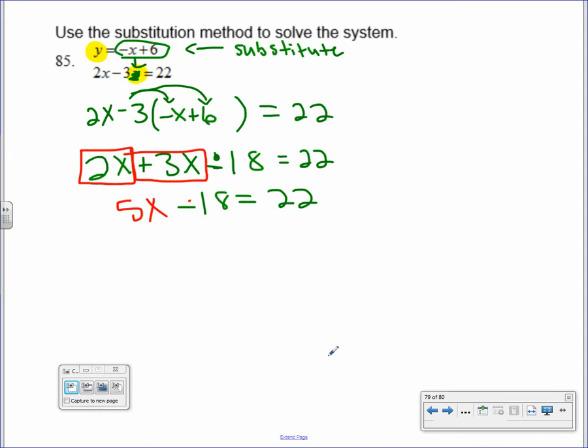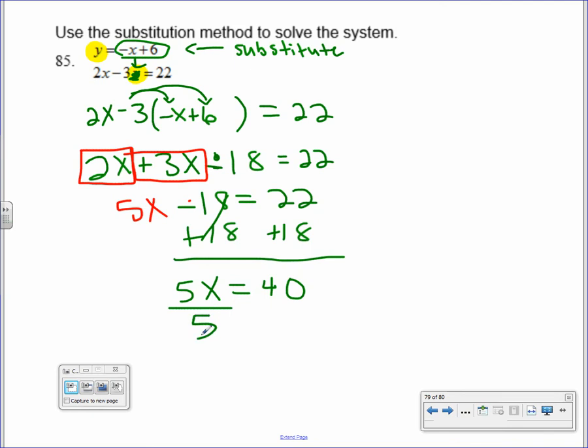Now it's just a simple equation to solve. No harder than anything you've seen on your weekly homeworks. So let's add 18 to both sides. And we get 5x equals 40. Let me make sure, 22, 32 plus 8, 40, right. And so if we divide by 5 on both sides, we get x is equal to 8. So we know that when these two lines meet on a graph, the x value is going to be 8.